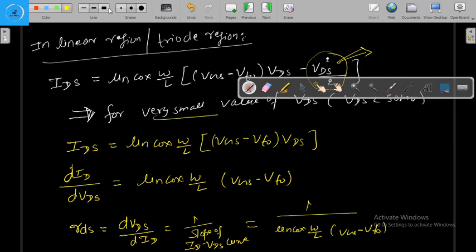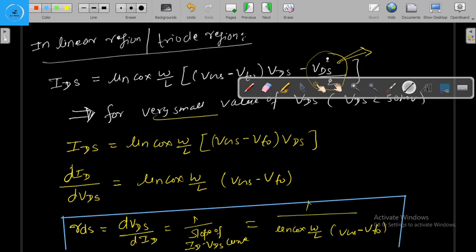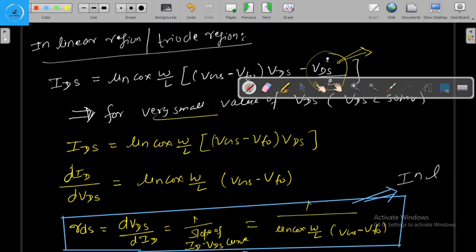And here this is nothing but the drain to source resistance in the linear region, because here we are using the linear current. So what is this? This is nothing but the drain to source resistance in the linear region. The resistance, drain to source resistance in the linear region, right?